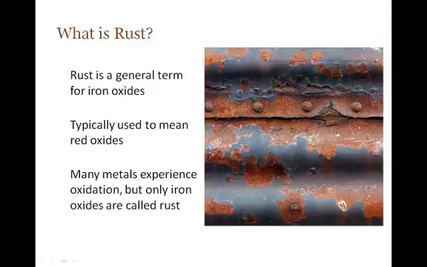First, what is rust? The term rust can refer to all iron oxides, but it is usually used to mean common red oxide or red rust. All metals experience corrosion and have oxides, but rust only occurs on iron and its alloys like steel.